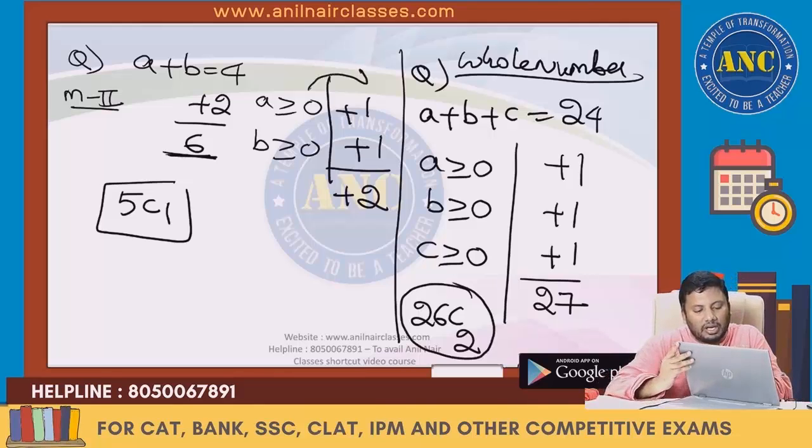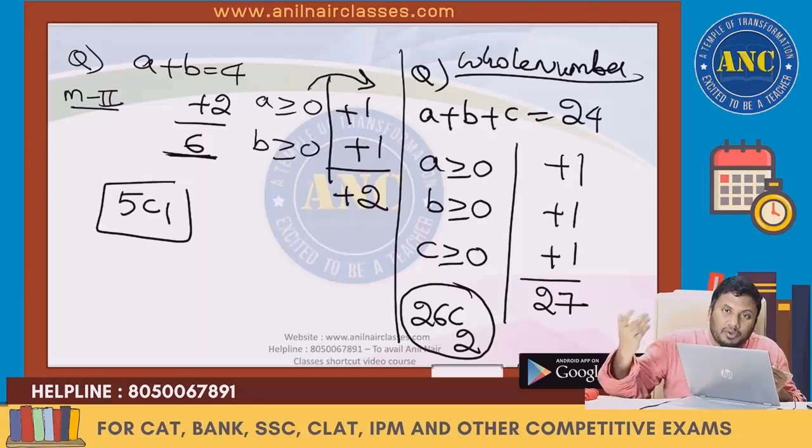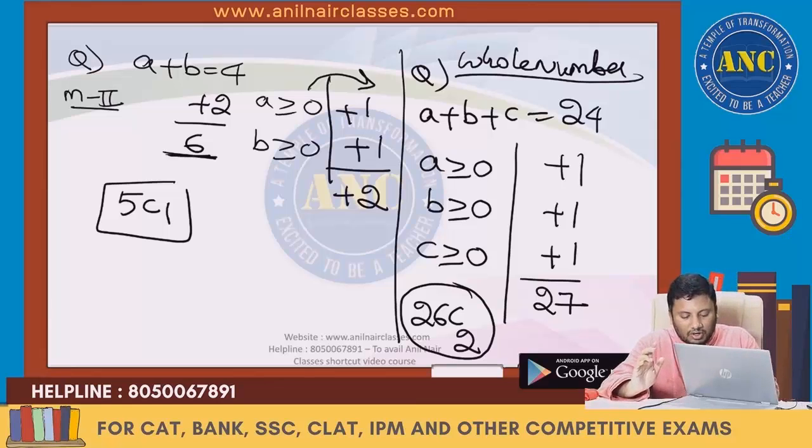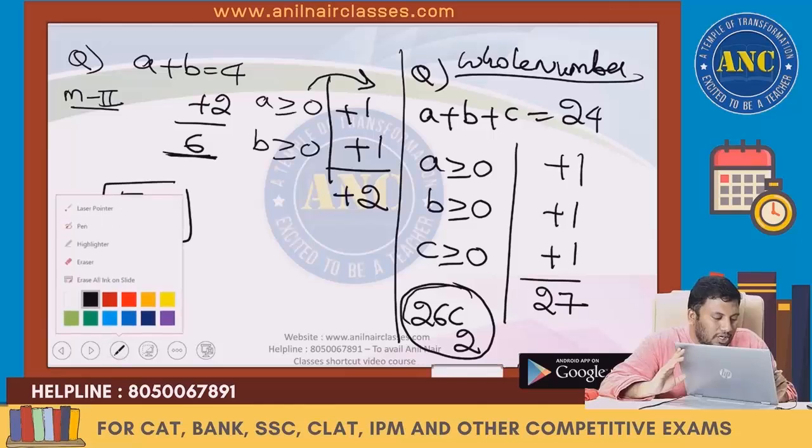Convert the 0 into 1. We did it by using variables. You don't need to do the variables. Simply if it is 0, 0, add 1. 0, 0, 0, add 1, 1, 1. 24 plus 3, 27. Answer is 26C2. Next question.